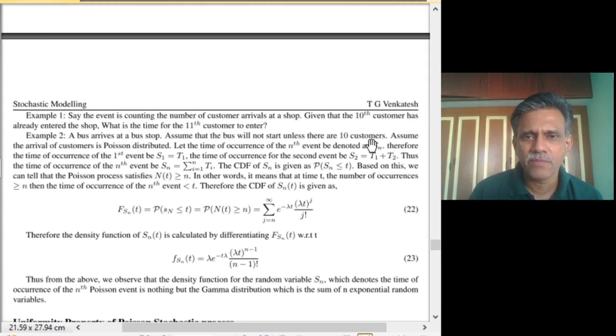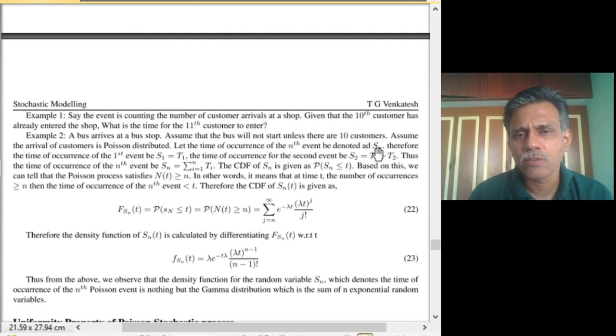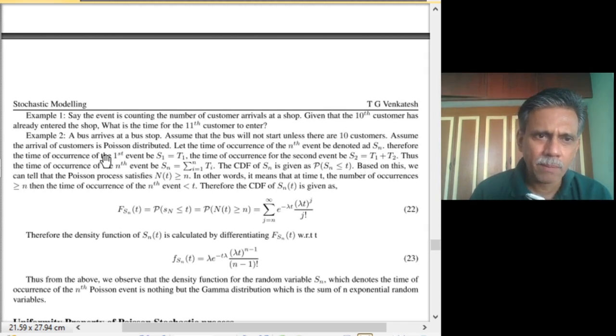And that is precisely what we will show: that the time of occurrence of a certain number of Poisson events has a gamma distribution. Let the time of arrival of the nth event, starting from time t equal to 0, be denoted as Sn. The time of arrival of the first event is S1, which is our inter-arrival time T1. The time of arrival of the second event is T1 plus T2, which we denote as S2. In a similar manner, the time of occurrence of the nth event, Sn, is the sum over i varying from 1 to n of Ti.